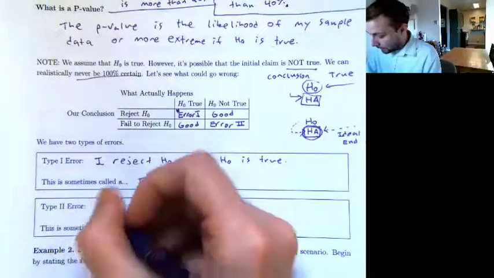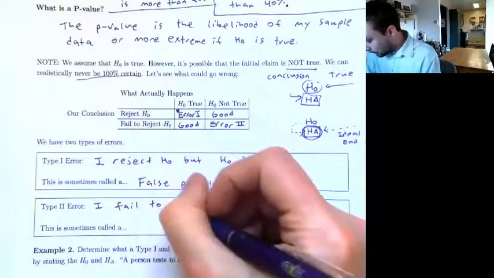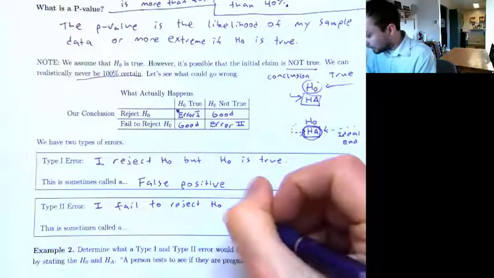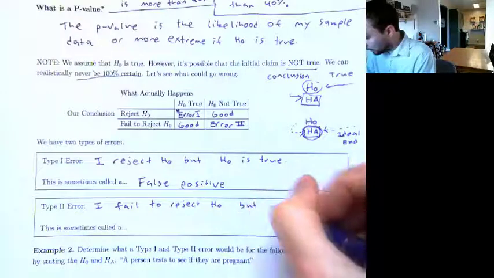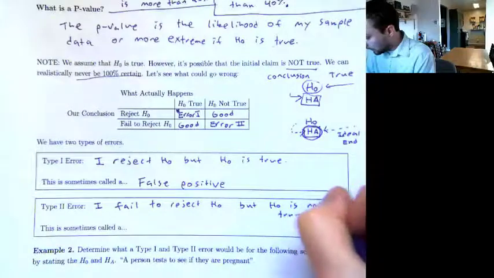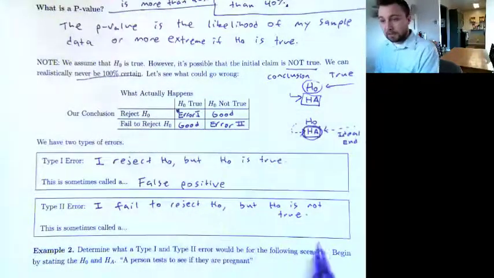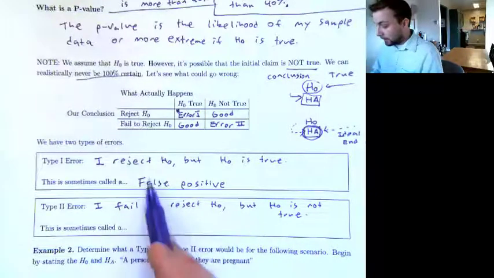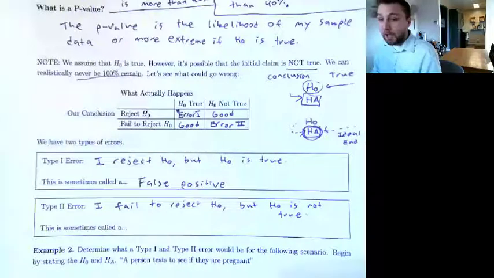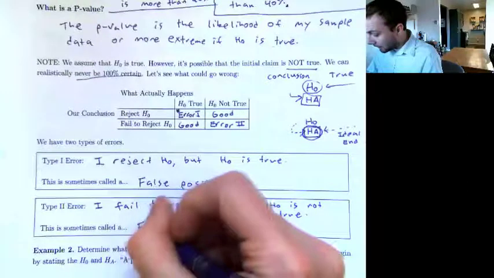Type 2 error. This is when I fail to reject the null hypothesis. So I'm holding on to that null hypothesis, but the null hypothesis is not true. So I'm thinking of this as I'm holding on to a lie in this second situation. And on this first one, it's sort of like letting go of a truth. Both of those things are bad. This is sometimes called a false negative.